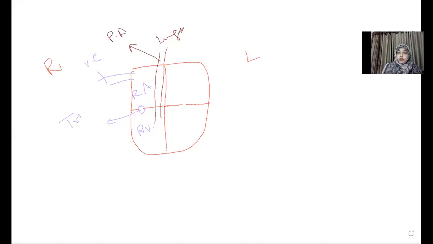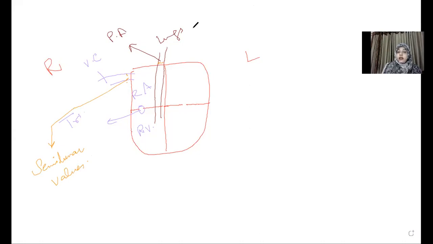In this portion, I'm using this color. Here we have two valves, and here we have two valves also. These valves are known as semilunar valves. As their shape is like a half moon, they are known as semilunar valves. A semilunar valve is present here and a semilunar valve is present here also.